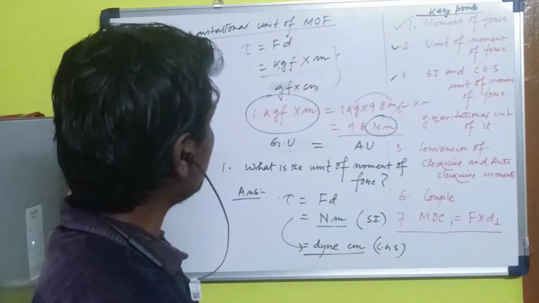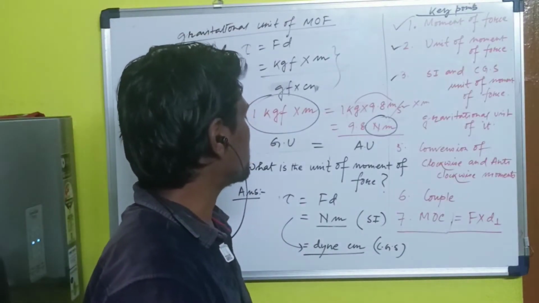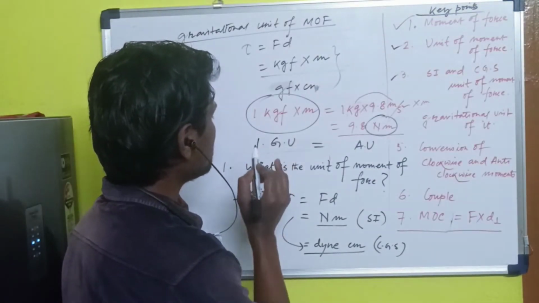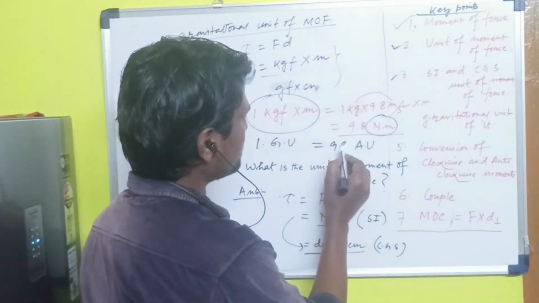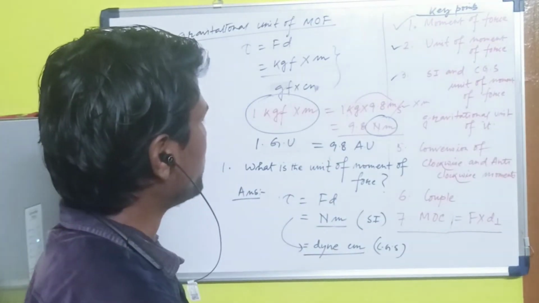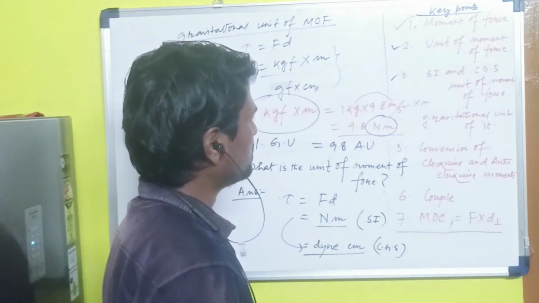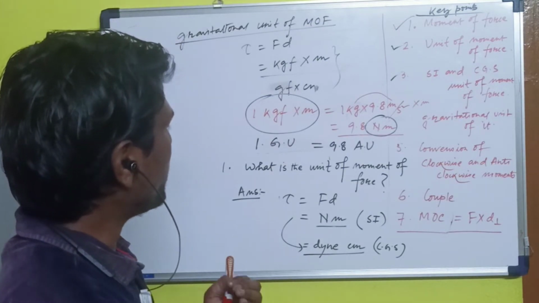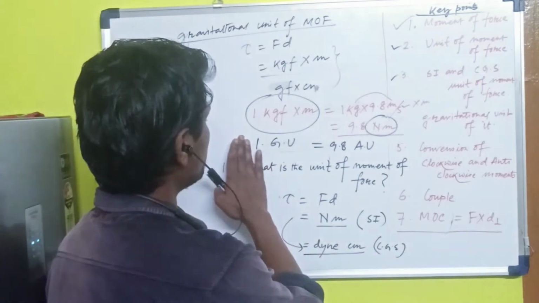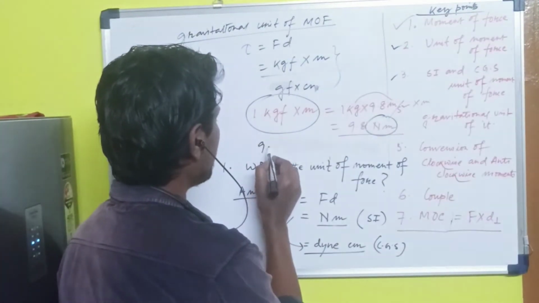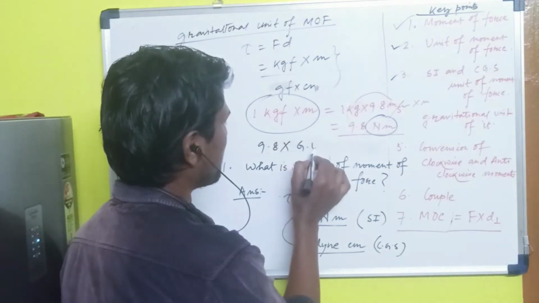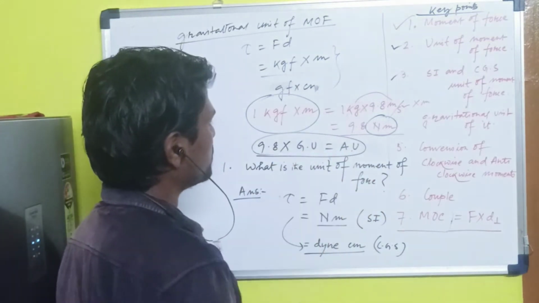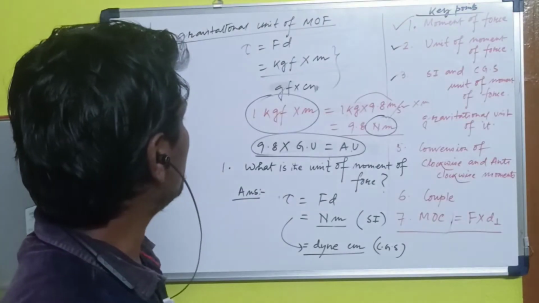Suppose it is given 2 kg force into meter, you have to multiply it with 9.8. So 1 gravitational unit is equal to 9.8 multiplied. You have to multiply by 9.8, then you get the absolute unit. So we can write this as 9.8 into gravitational unit equal to absolute unit in SI system. So this is the relation connecting the two systems of units.